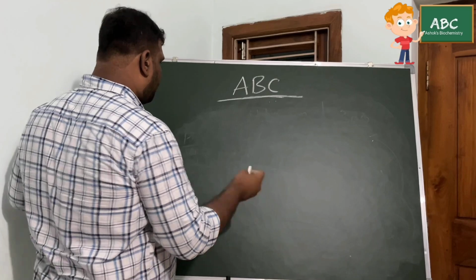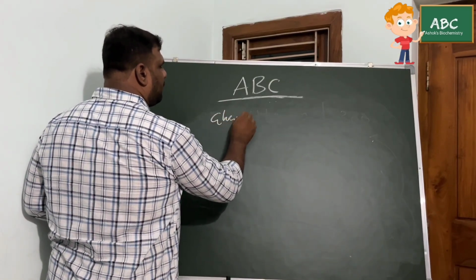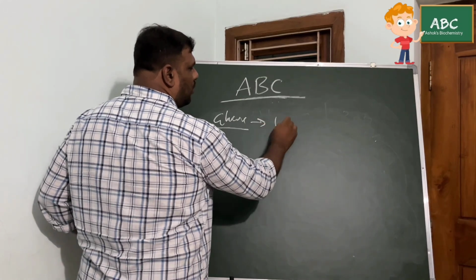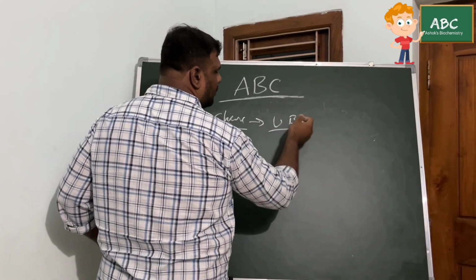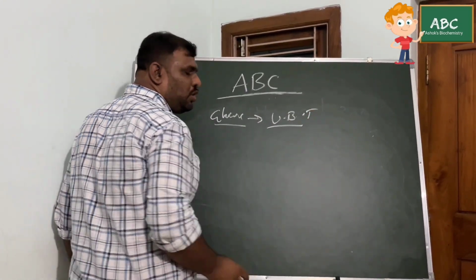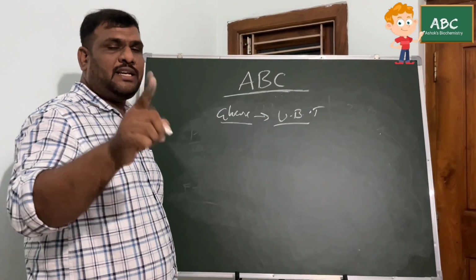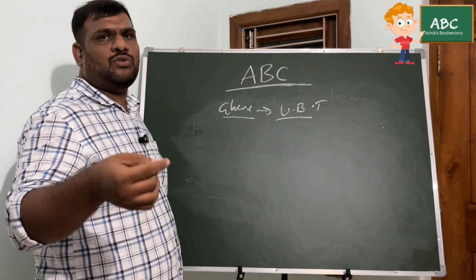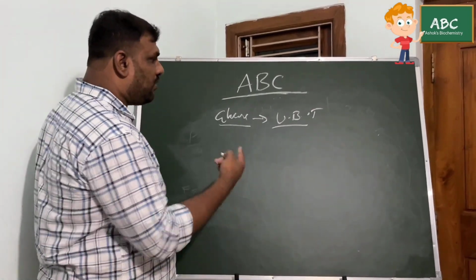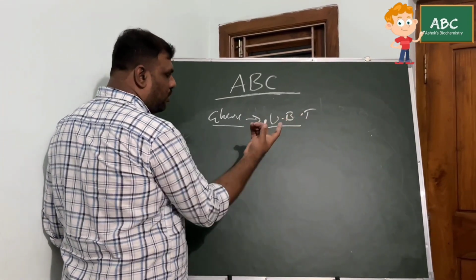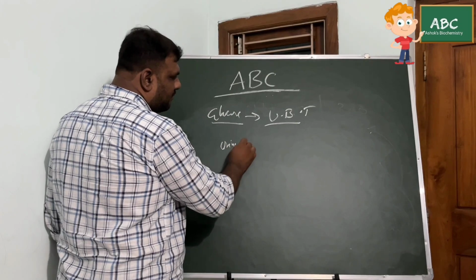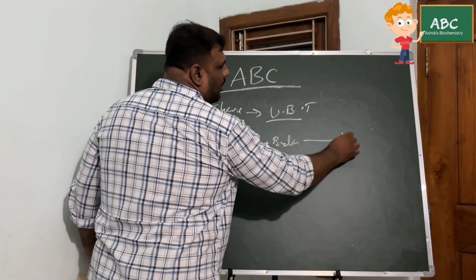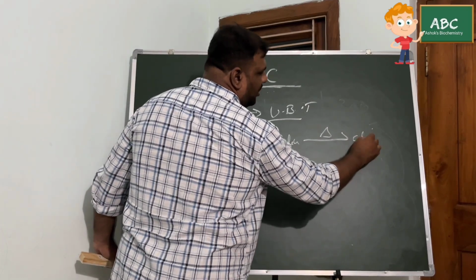So the first one, glucose. If you want to identify glucose, it's a simple thing. You need to do a test called UBT, urine Benedict's test. The Benedict's test you normally do is on a serum sample or some normal sample. Here what you're doing is urine Benedict's test. You take the urine sample and add the Benedict's reagent. Upon heating, you're going to get a color change.